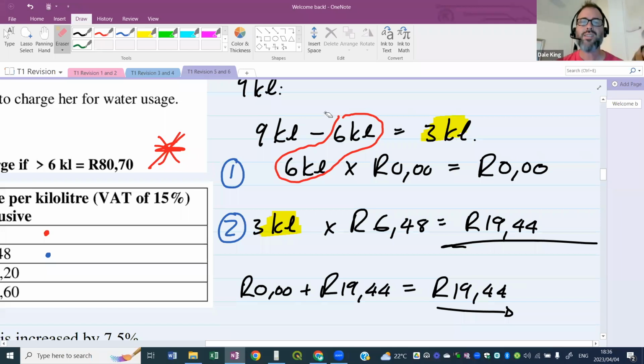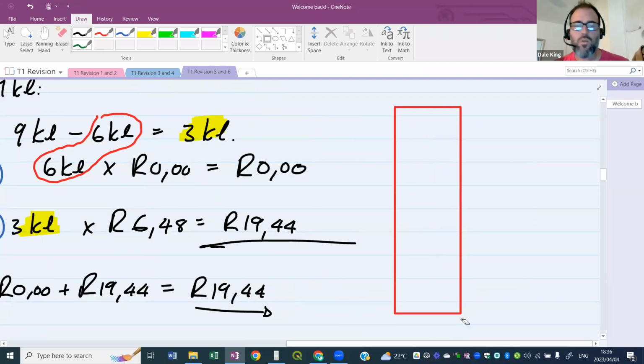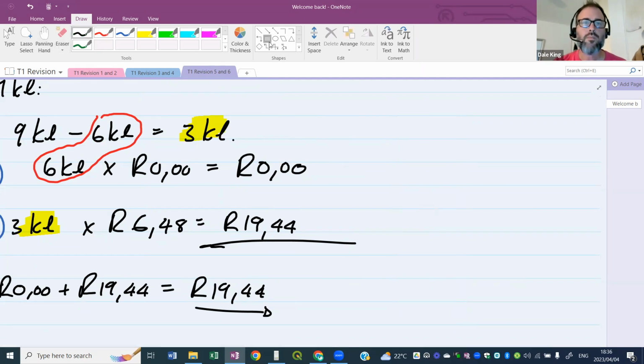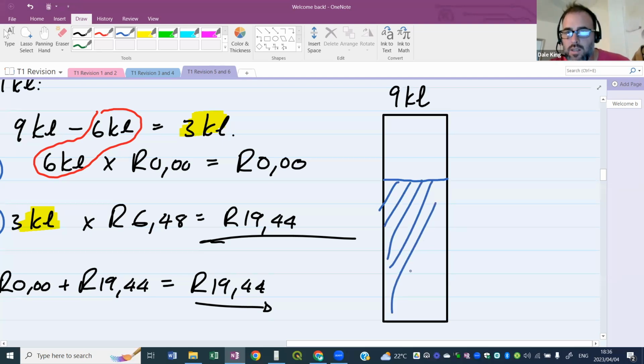What happens if you've got 9 kiloliters of water? Well, it means your first 6 kiloliters of that. And the best way to explain it is like this. Let's draw a column here, in this color. This column is the water usage. This is 9 kiloliters of water. Let's pretend it was in a big tank. So in this tank there's 9 kiloliters of water. They are telling me that about 2/3 up to 6 kiloliters, which is about here, this much water, which is 6 kiloliters, is free water. You don't get charged for this. So this portion here, which is 6 kiloliters of your 9, is free water.